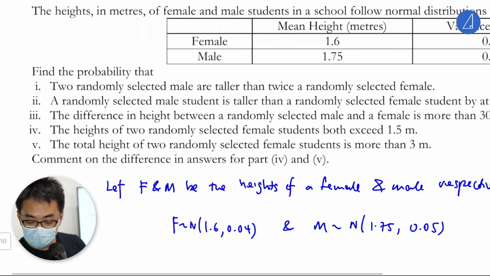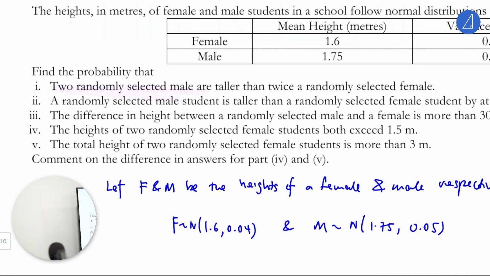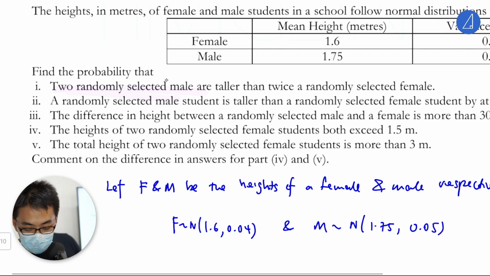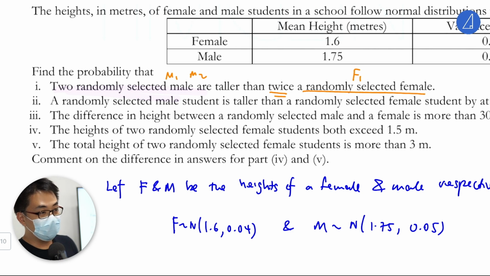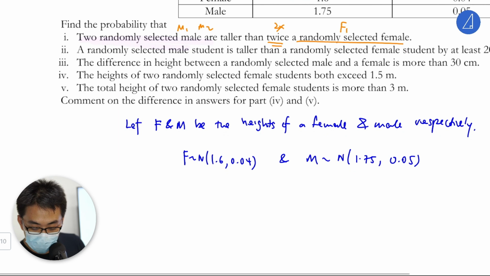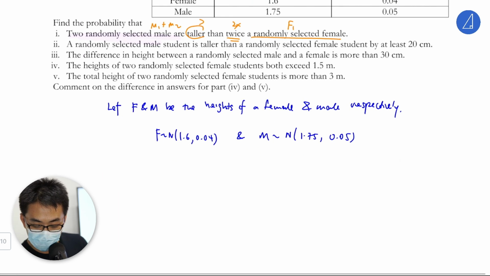Two randomly selected male. How many males are involved here? Two. So this one you need to know is M1 and M2, they are involved. Twice a randomly selected female, this is one F1. Only one F is involved. Okay? Twice means times 2. So essentially, taller means taller than this. So sum it up.